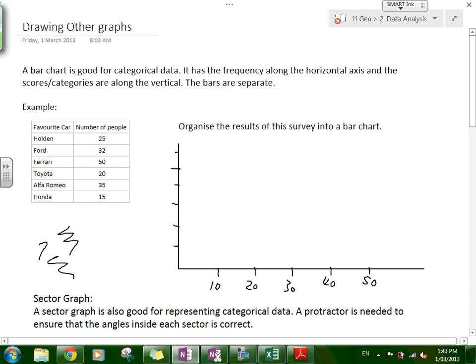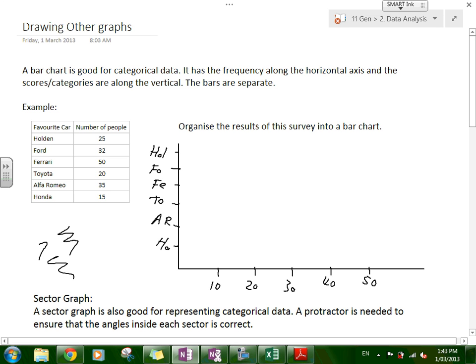You can write it out, or just do the first two letters or whatever. Toyota, Alfa Romeo, Honda. And then each bar represents that score.